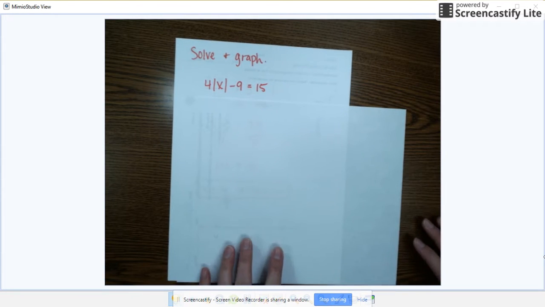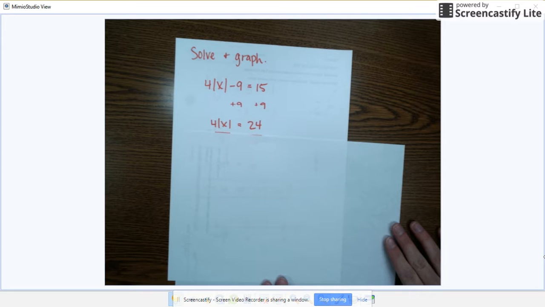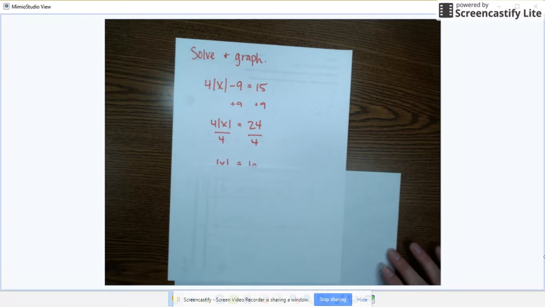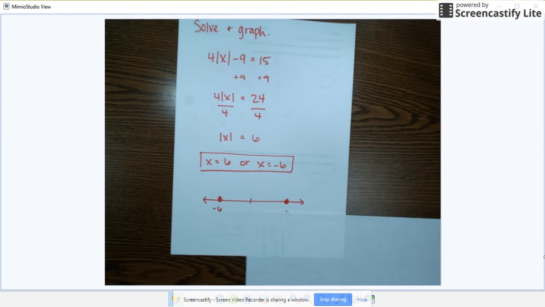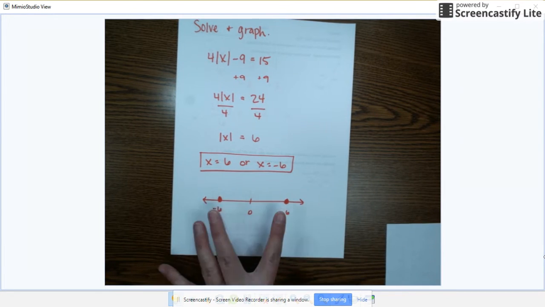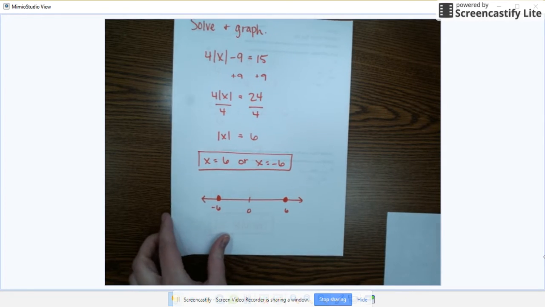Okay, this time we're going to solve and graph really quick. Add 9. Take that equation, divide by 4. Then you have absolute value of x equals 6. So we know our answers are 6 or negative 6. When you go to graph this, it's just 2 dots because we only have 6 or negative 6. So 2 dots on 6 and negative 6.